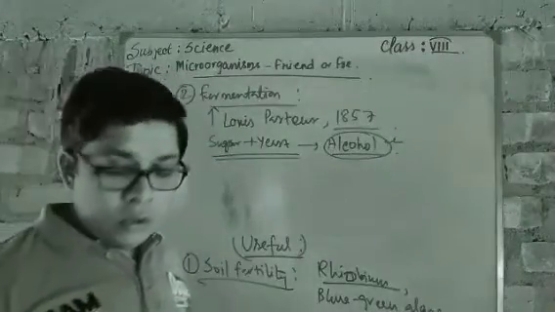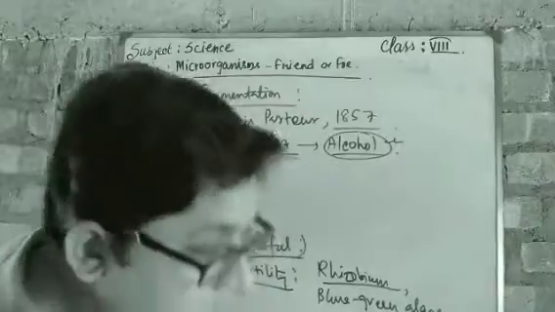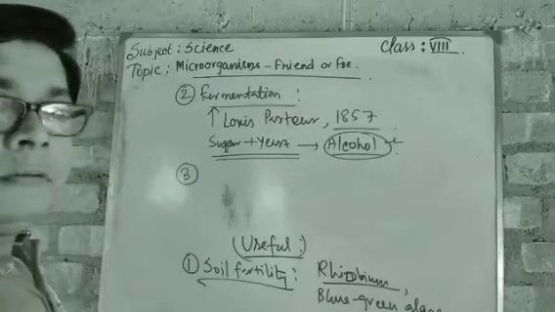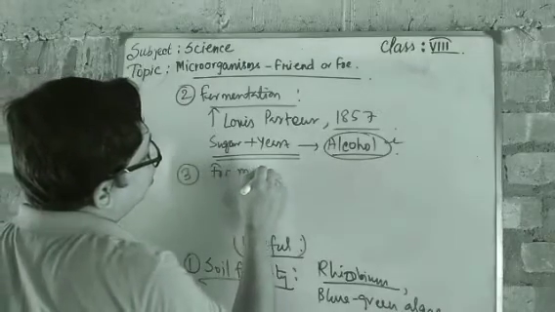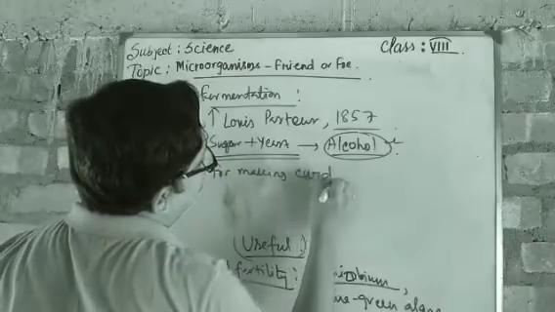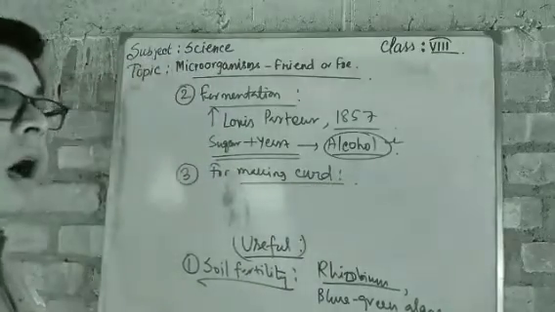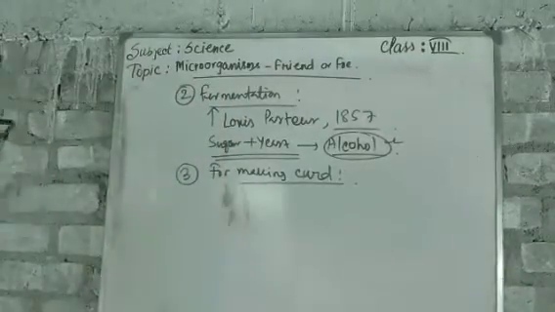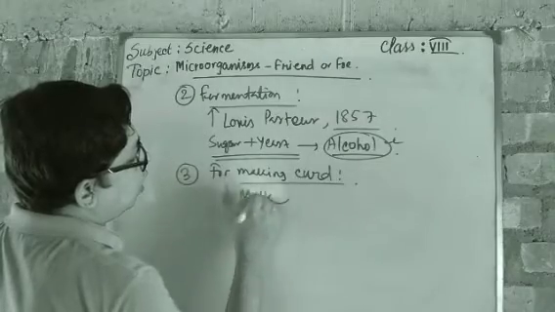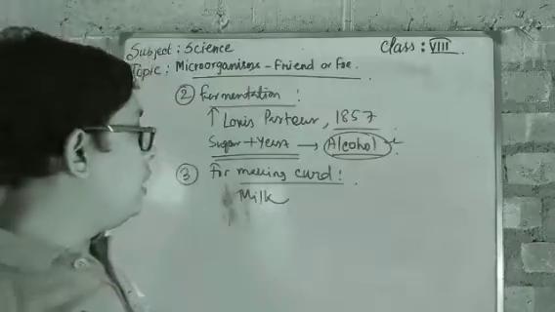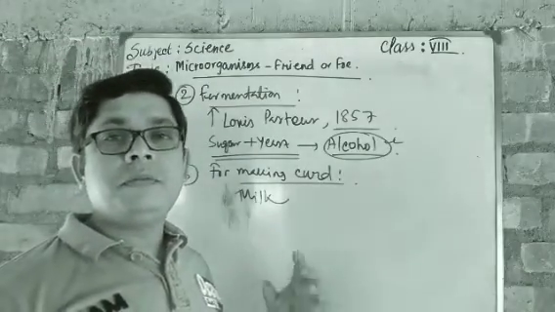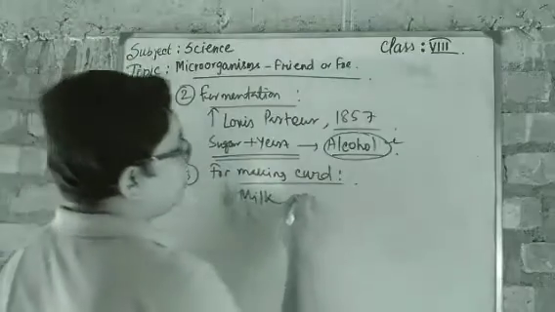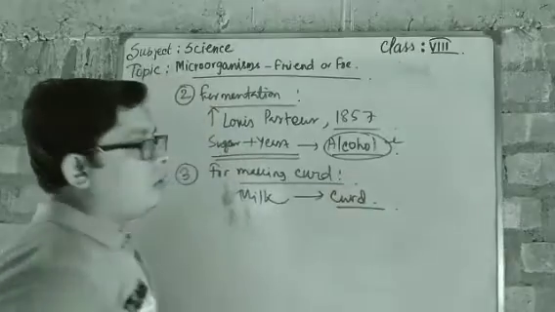Okay, commercial use. Now if we go for the normal use, in the home we used to use it for making curd. Got it? So for making curd, how is it used? First of all the milk is needed. If an amount of milk is kept for a day, or 2 or 3 days, we will observe that it converts itself into curd.